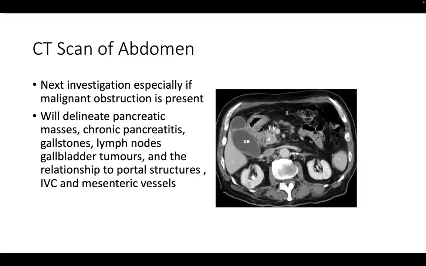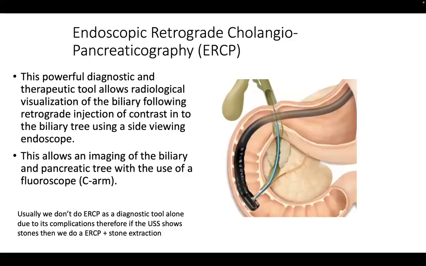Ultrasound scan visualization of the CBD and pancreas is limited due to bowel gas. So CT scan of the abdomen. This is the next investigation, especially if a malignant obstruction is present. If you suspect a malignant obstruction, your next step after your ultrasound scan will be a CECT. This will help you figure out pancreatic masses, chronic pancreatitis, might show you gallstones, lymph nodes, gallbladder tumors, and the relationship to portal structures, IVC. So any metastasis as well.